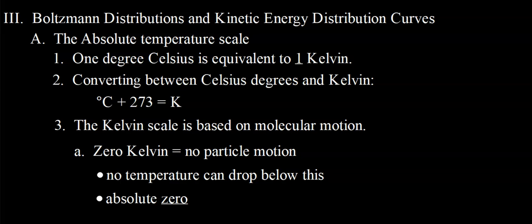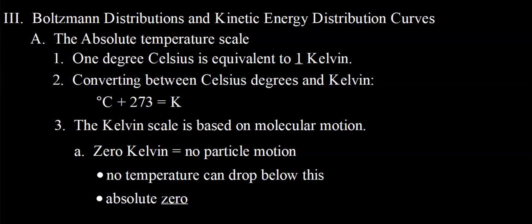The lowest theoretical temperature ever is absolute zero, called 0 Kelvin. And at absolute zero, there is no particle motion. So again, this is the lowest temperature. Nothing can drop below this. Absolute zero does not mean 0 Celsius. There are temperatures way below 0 Celsius.